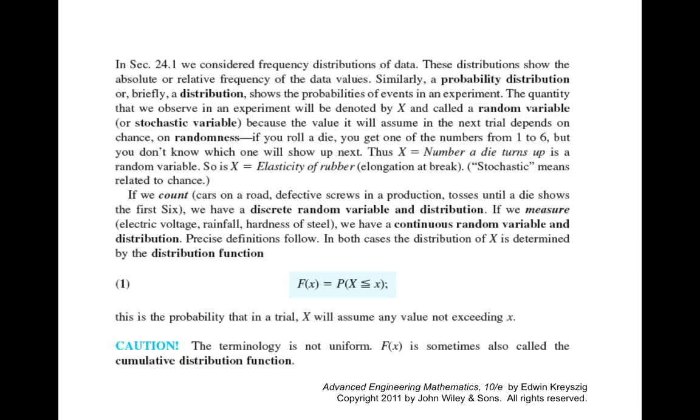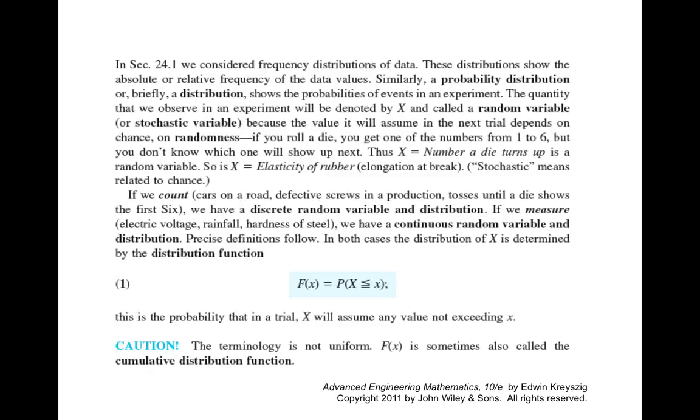So if we observe some variable x and it's a random variable, then the value it assumes in the next trial is based on chance or randomness. For example, if you roll a die, you could roll any number from 1 to 6, but you don't have any idea which one is going to show up next. So the number the die turns up is a random variable.